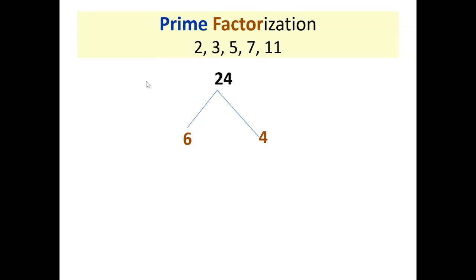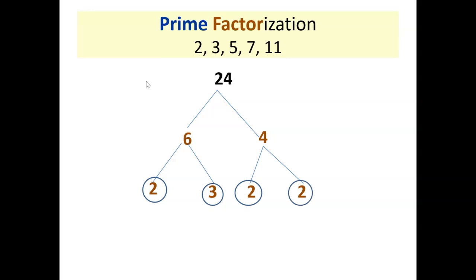Now 6 and 4 are both not in my prime list, meaning I have to break them down further. 6, I'm going to break down as 2 and 3, and I put a circle on them because both numbers are prime, meaning I will not break them down any further. 4, I'll break down as 2 times 2. 2 is a prime number, and therefore I'm going to put a circle on it.